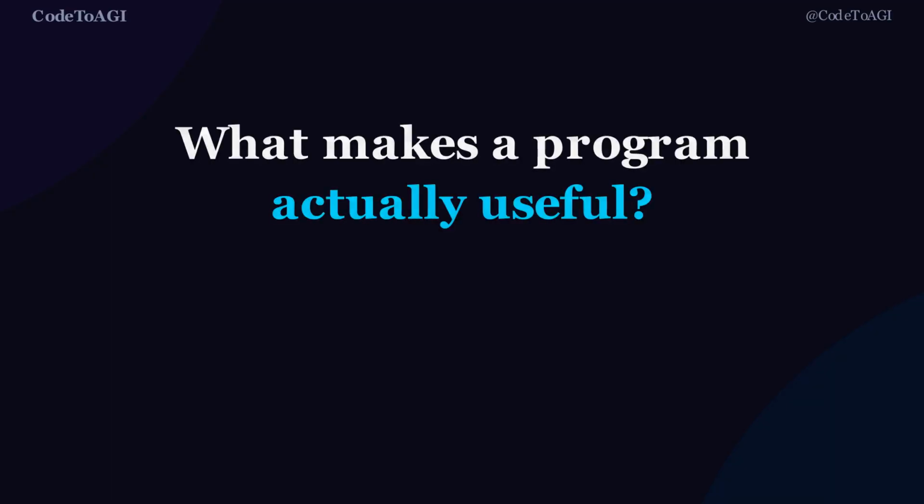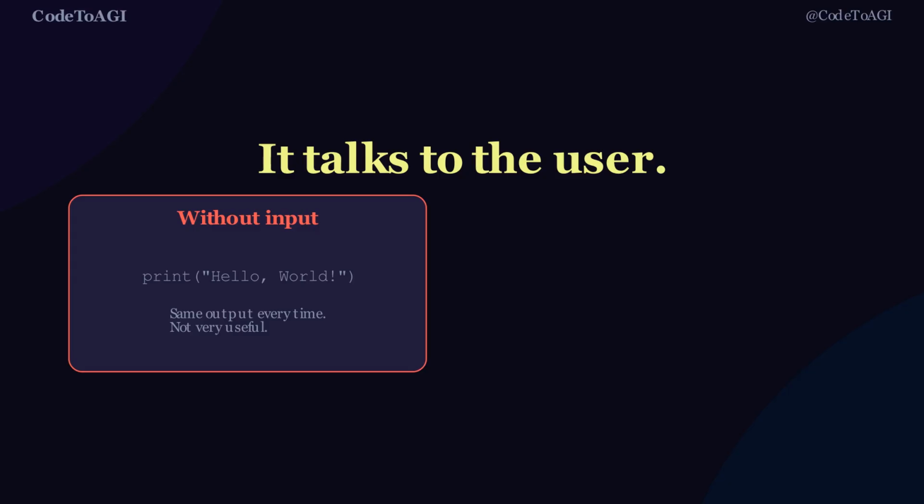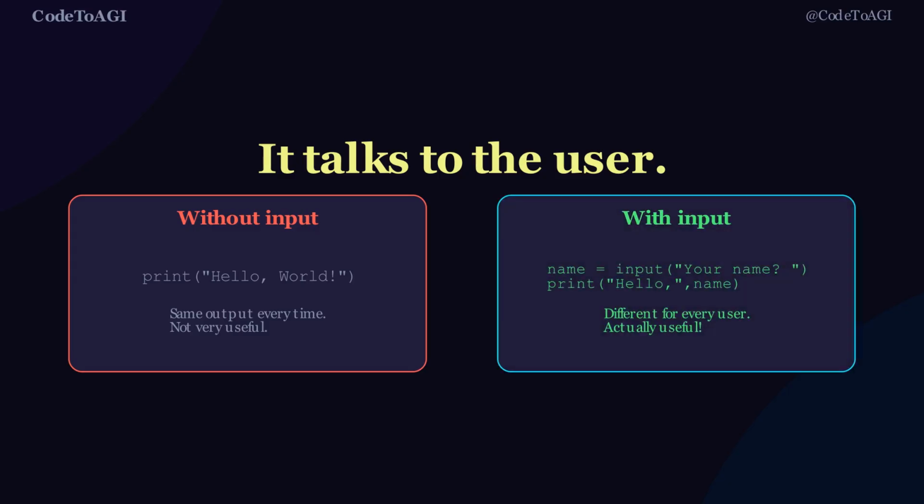Think about every app you use every day. Gmail, WhatsApp, YouTube, Instagram. What do they all have in common? They respond to you. They take your input and give you something back. Right now, your Python programs only have one way to work. They run, print something, and stop. Same output every single time. That changes today. With the input function, your programs can ask questions, listen to answers, and respond differently every time they run. That is the difference between a static script and a real interactive application.